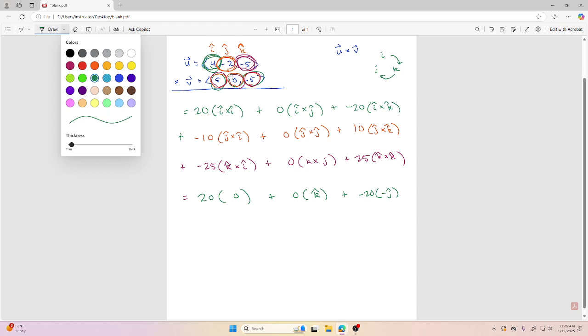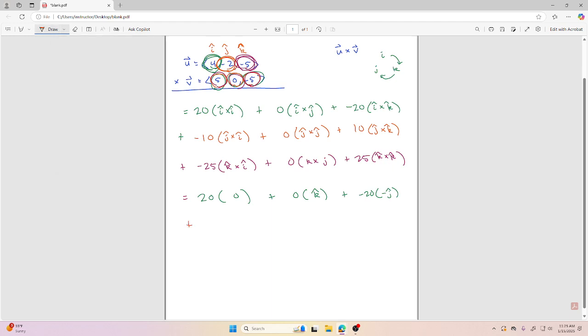I have other techniques that I'm going to show you here in a second to make it even faster with the letters. So keep going, -10. J cross I, -K, right? J cross I. Again, I'm going against that flow. That should not be clockwise.